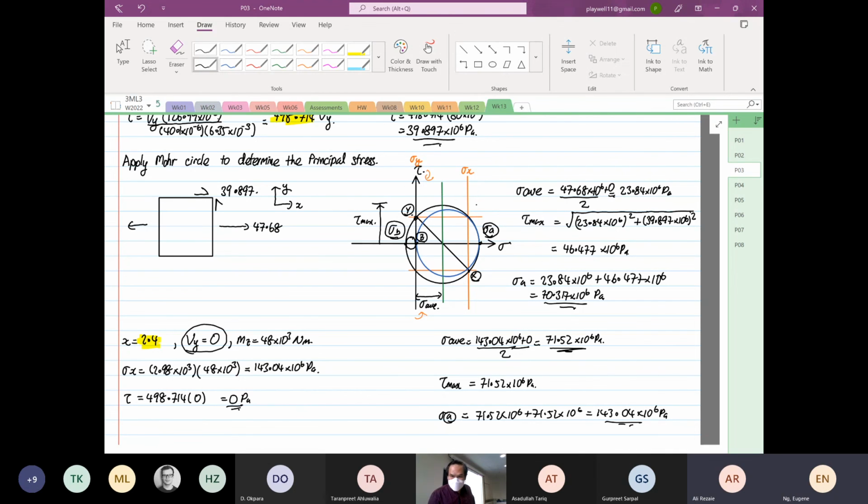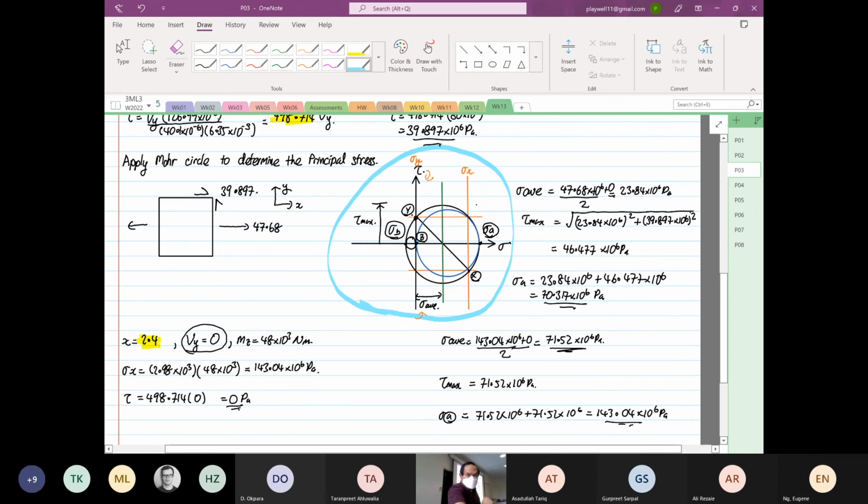Eugene, yes. Just a quick question. How do we draw a Mohr's circle when the shear stress is zero? For now, we have constructed it once and that's enough. We just put it in the formula, yeah? Yeah, that's what I'm doing now.